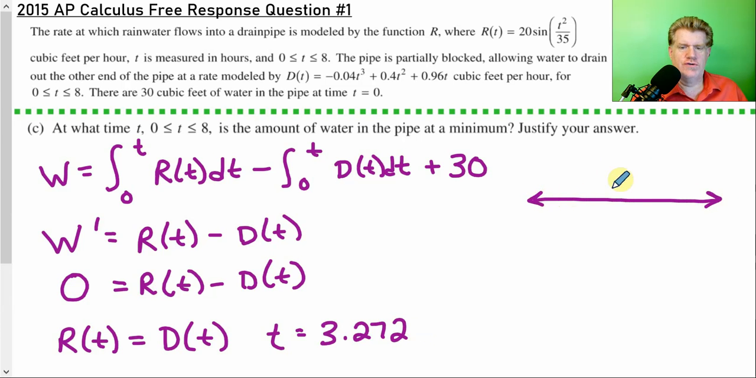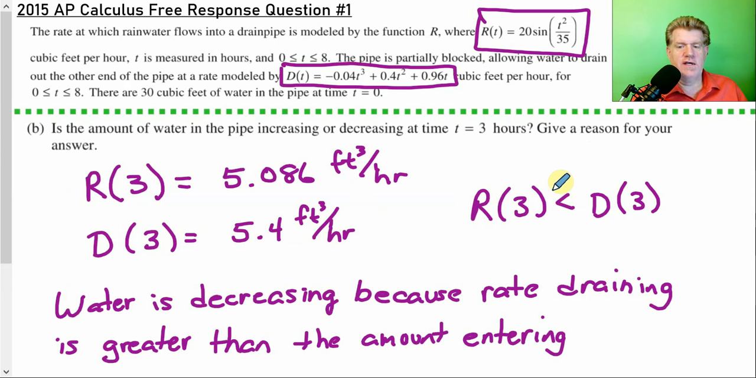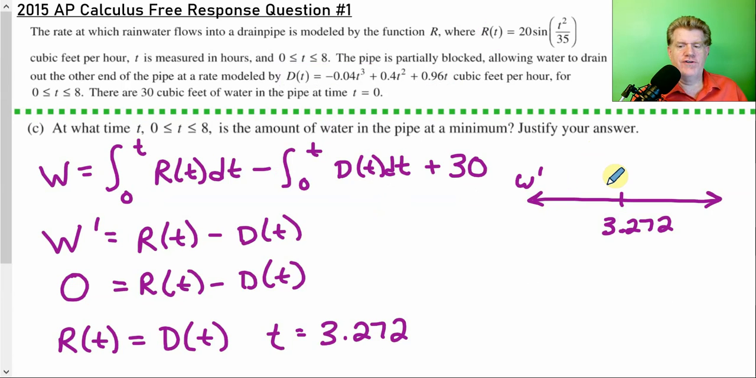Now there's two things you can do at this point. You can show that this is a minimum, which again you can look on your calculator. You'll find that the amount of leaving is actually higher at this moment. Because remember what we said, we calculated from this before. At 3, we know it's draining faster. So anything less than 3.2, water is leaving. And anything past this, water is entering. Which means this is a minimum.